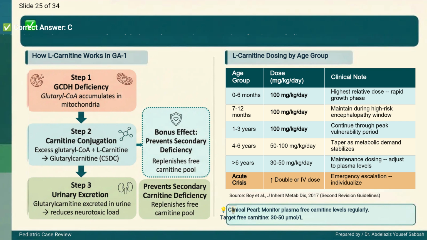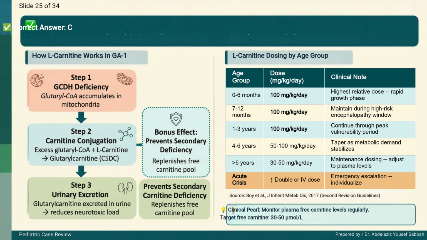The process works in 3 steps. First, due to glutaryl-CoA dehydrogenase deficiency, glutaryl-CoA accumulates in mitochondria. Second, carnitine conjugation converts excess glutaryl-CoA plus L-carnitine into glutarylcarnitine. Third, glutarylcarnitine is excreted in urine, reducing the neurotoxic load. An additional benefit is prevention of secondary carnitine deficiency by replenishing the free carnitine pool.